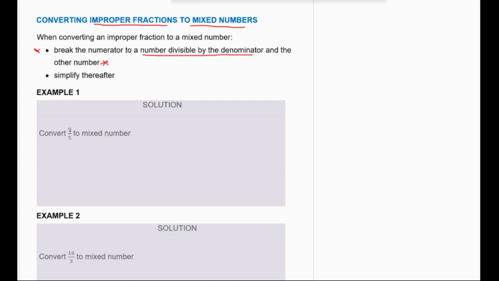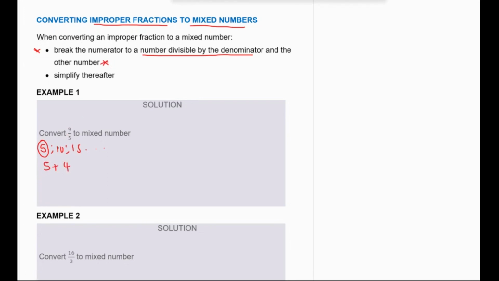But this multiple of 5 must be the highest multiple just before 9. Let's look at the multiples of 5. We have 5, 10, 15, it goes on like that. Now, which multiple of 5 is just before 9? It is 5. So now we can break 9 into 5 and another number. That becomes 5 plus 4. You see that? 5 plus 4 is 9.